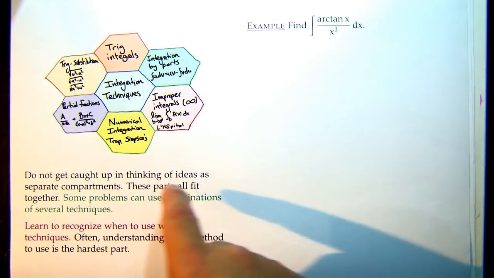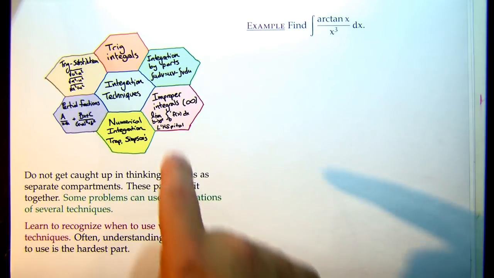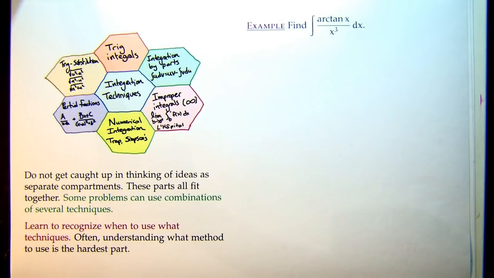There's no trigonometry. I mean, arctangent is a kind of a trigonometric function, but when we talk about trig integrals, that's sines, cosines, secants, tangents. There's no numerical integration, because again, numerical integration is about approximating a definite integral. So this one, by process of elimination, we really are saying it needs to be an integration by parts.